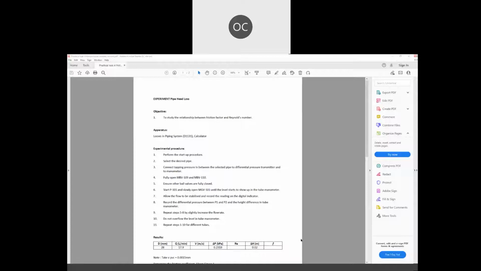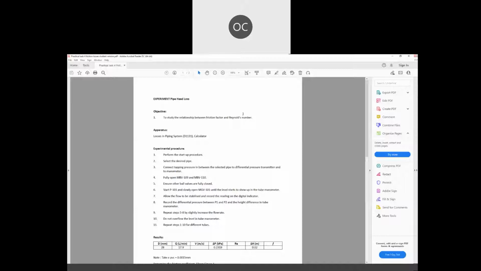We will proceed to practical task number 4. Practical task number 4 is about the current chapter. In this chapter we are going to use the same apparatus. This one is to study the relationship of friction. You have learned about enlargement, contraction, and the last one will be the friction factor. So we are going to correlate it with the Reynolds number.